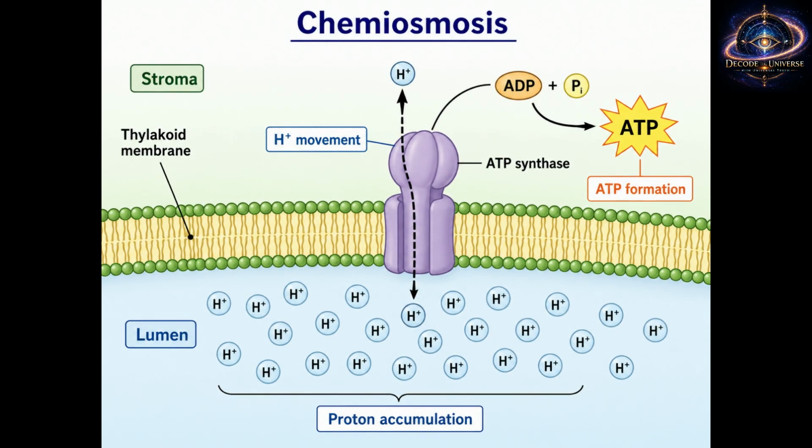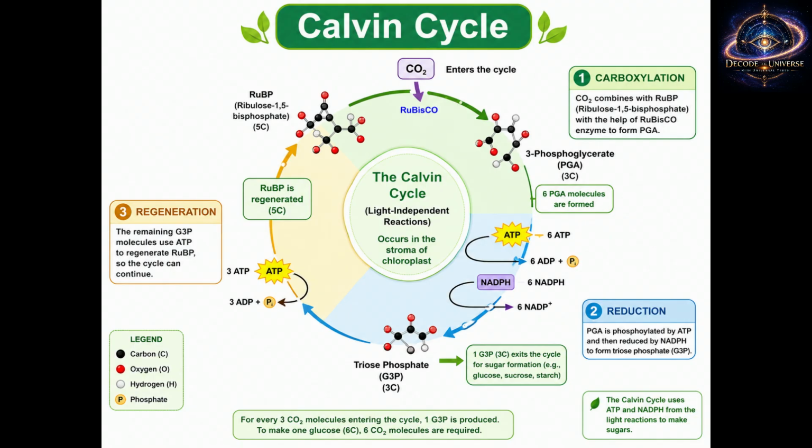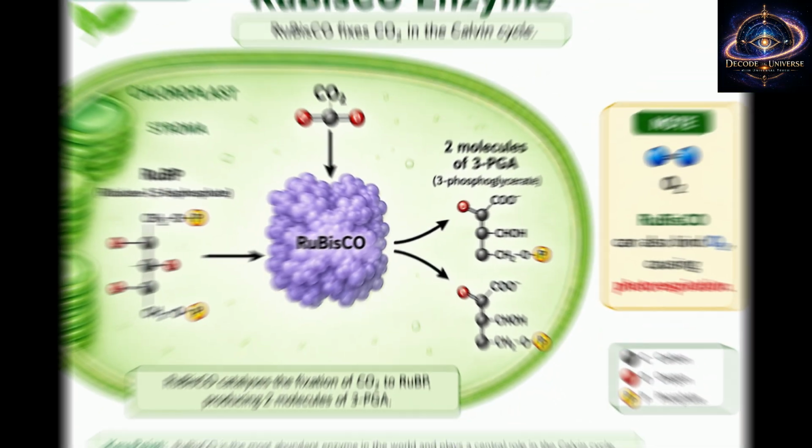Q9. What is water splitting? Water splitting happens in PSII. Water breaks into protons, electrons, and oxygen. The oxygen released in photosynthesis comes from water. Q10. What is photophosphorylation? Photophosphorylation is the formation of ATP from ADP and inorganic phosphate using light energy.